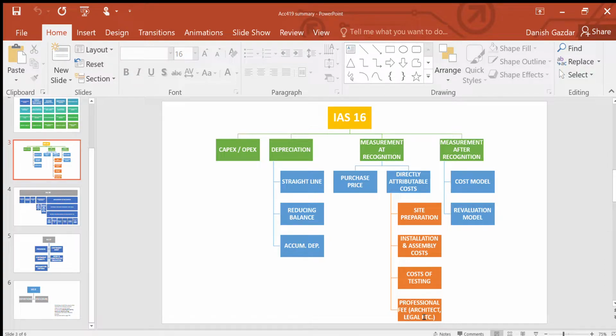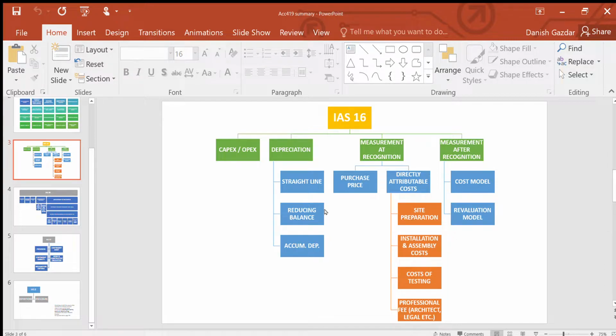The architect would come, the legal advisor. There could be other government dues. So all of these things would be capitalized. Why? Because without these costs being incurred, the asset could not have been brought into the working condition. So which is a requirement of IAS 16, that whatever cost you are incurring to bring the asset into working condition, that has to be capitalized.